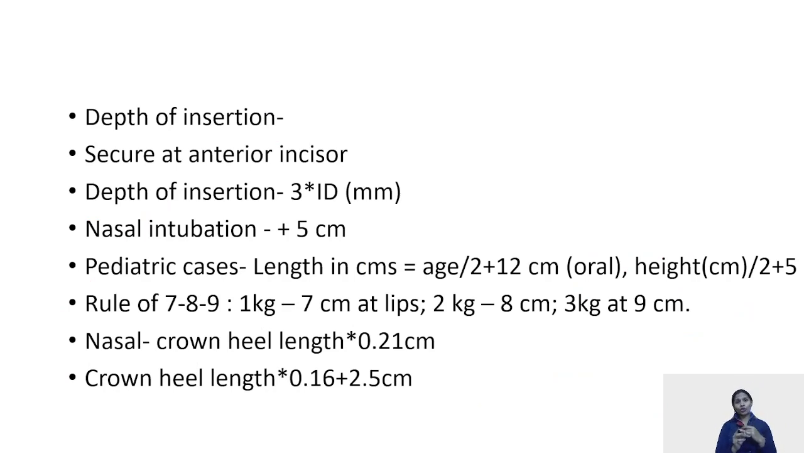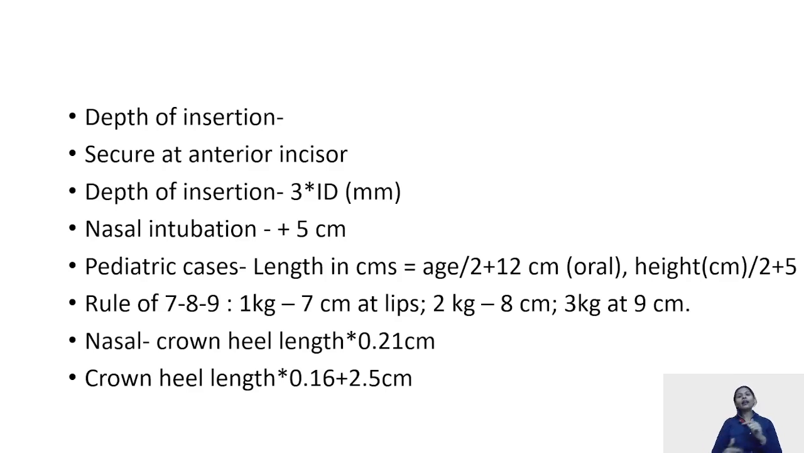Coming to the depth of insertion, how much you have to insert the tube and where you have to secure the tube, at the anterior incisor. As a whole, the depth of insertion is given by the formula of 3 times the internal diameter of the tube. For example, we are using a 7 mm tube, so the tube has to be fixed at 21 centimeters, such that 21 centimeters is visible at the angle of the mouth.